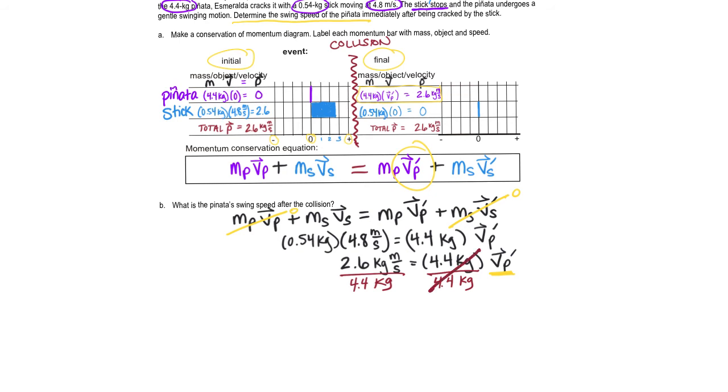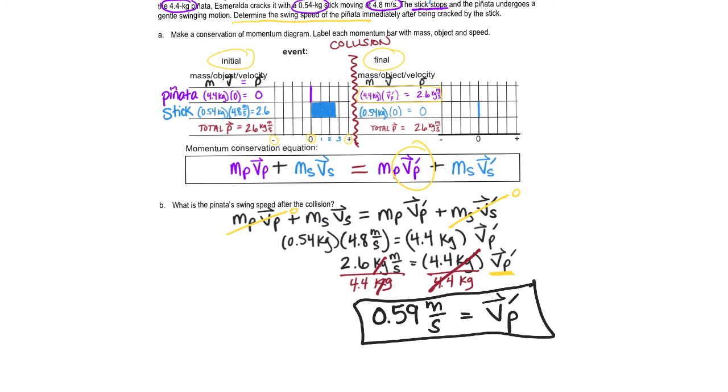And the kilogram divides to 1. And I'm left with taking 2.6 and dividing it by 4.4. And that comes out to 0.59 meters per second, which equals the final velocity of the piñata. And that is your answer.